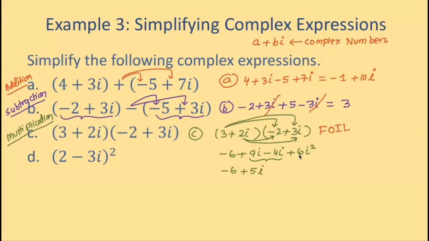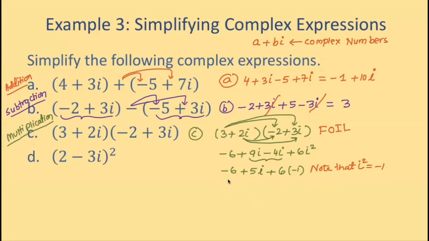And then plus 6i². What is the value of i squared? We already know what i squared is from the beginning. Negative 1. So i squared is negative 1. Note that i squared is a negative 1.